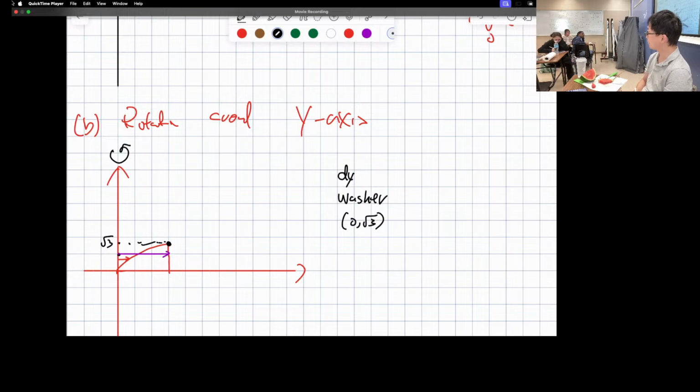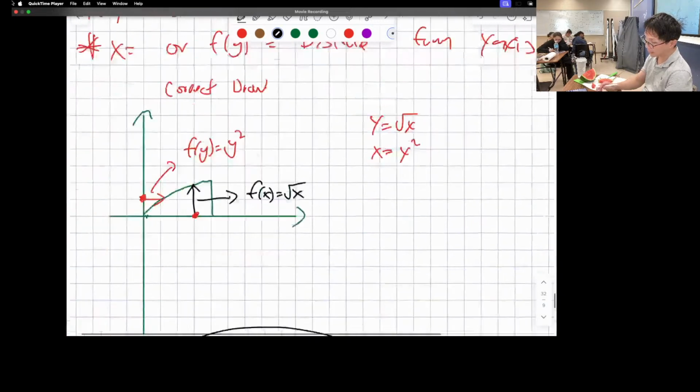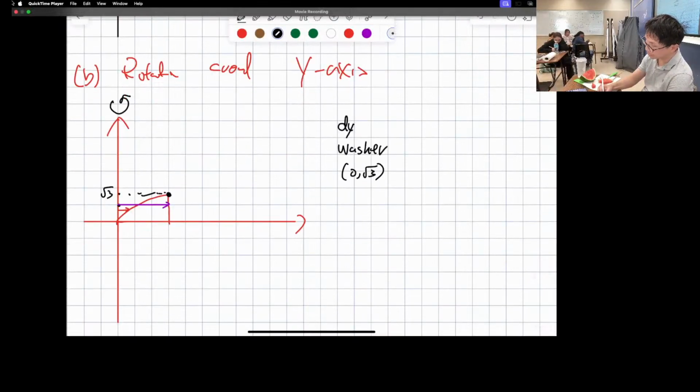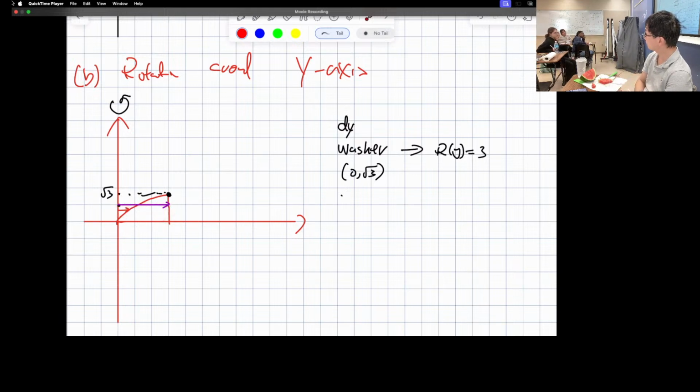What else do I have to decide besides that? Big R of y, so it's a washer. So with a washer, we have two different things. Big R of y in this case. What is R of y? 3 is correct. R of y is 3, because the length all the way here is always 3. Is that okay? And how about small r of y? Anybody else? Charlotte? Small r of y, the red line.